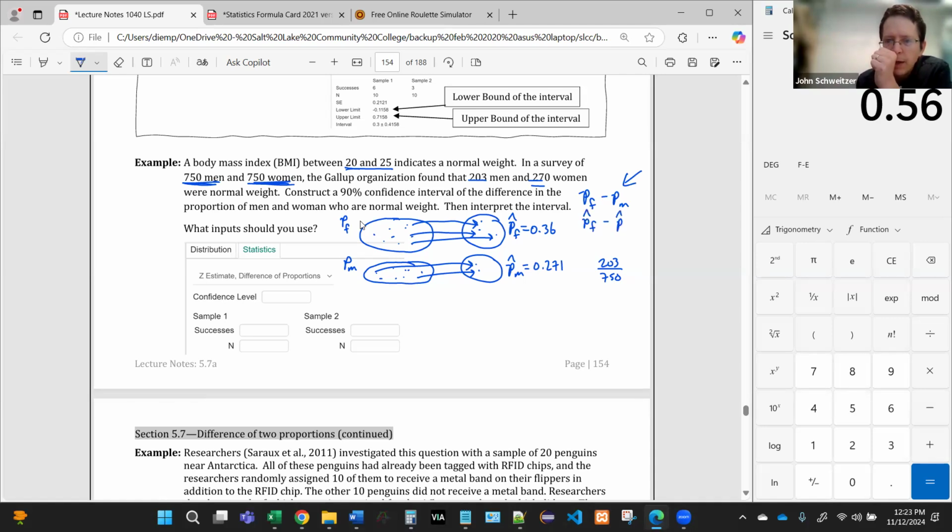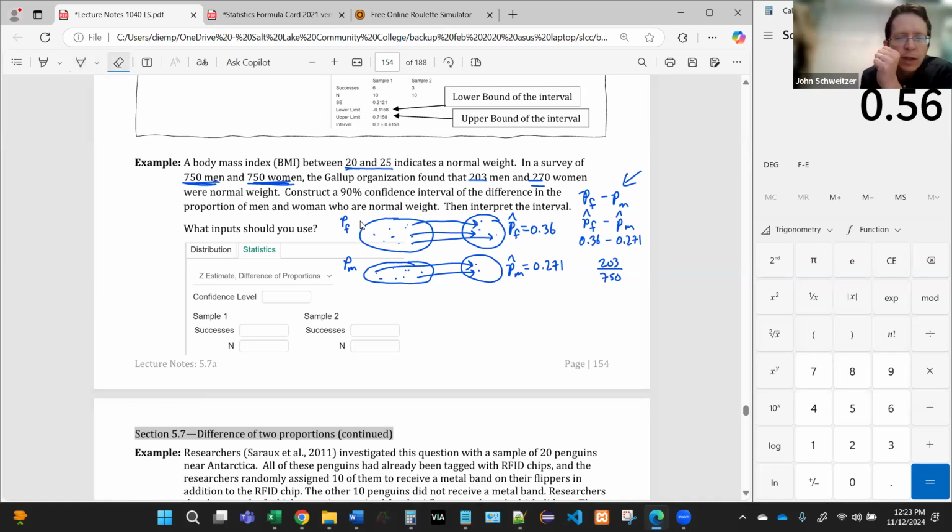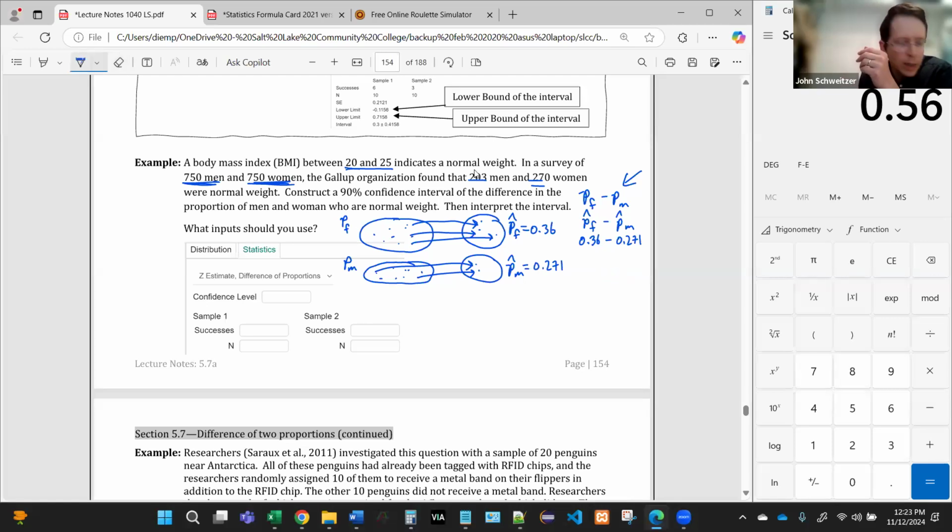So I'm going to take PF hat minus PM hat, and that will give us what we call our point estimate for the difference between the proportion of females of normal weight and the proportion of males of normal weight. So that works out to be 0.089. Okay, so is there a difference between the proportion of all females in that group and the proportion of all males in the normal weight group? Well, the point estimate is about a 9% difference.